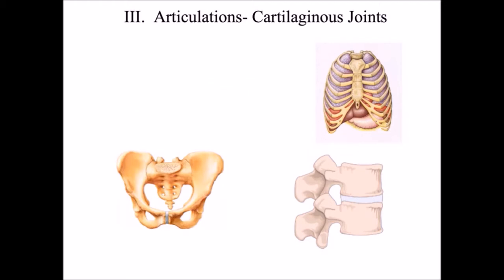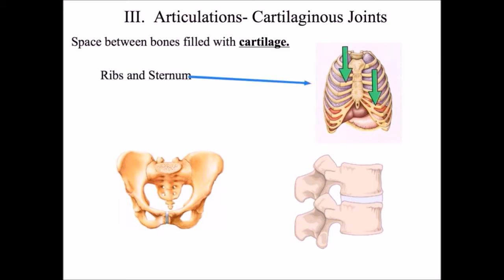The second structural classification of joints is called the cartilaginous joint. And within a cartilaginous joint, the space between the bones is filled with cartilage. Examples of cartilaginous joints in the body would be the sternal costal joint, in which hyaline cartilage is found between the sternum and the ribs, or the costals.